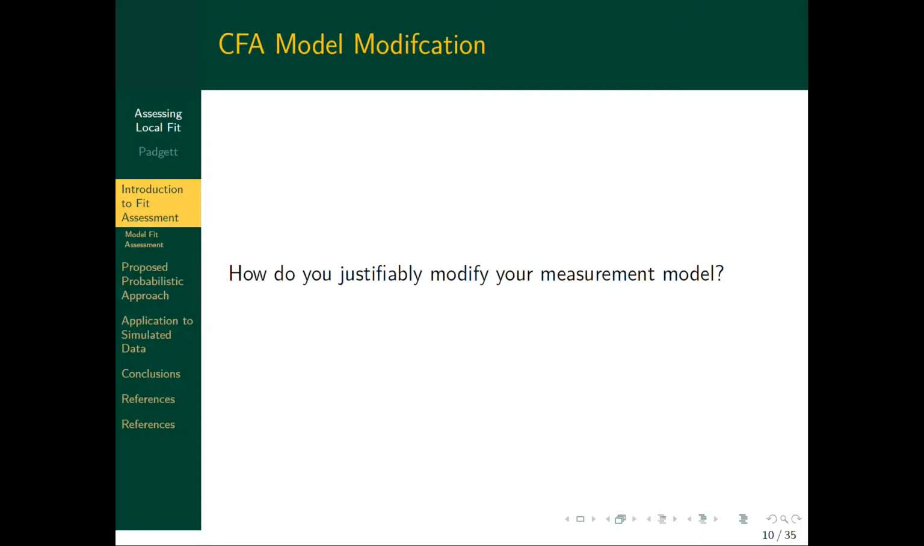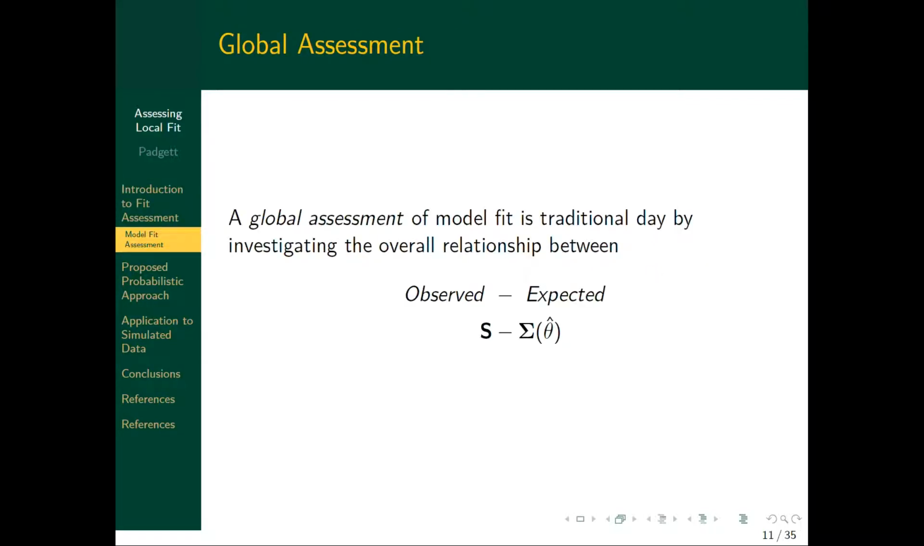We do that by assessing model fit. One way is global model fit, where we really just look at the relationships between the observed covariance structure and the model implied covariance structure, or the expected based on the model. And so we want to look at the differences between those, and that is global fit assessment.